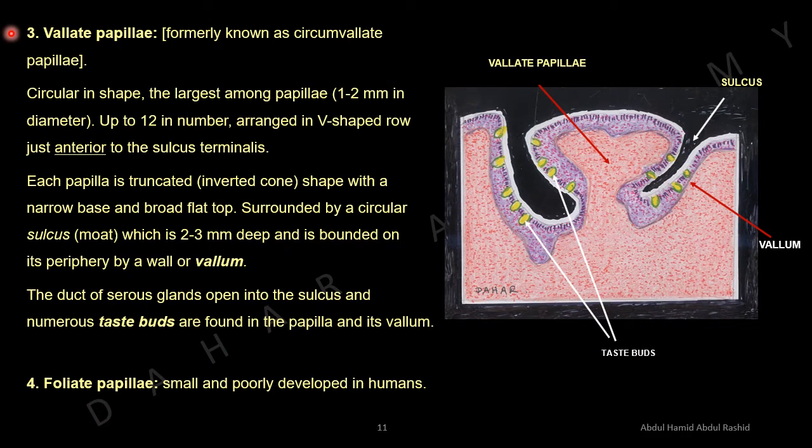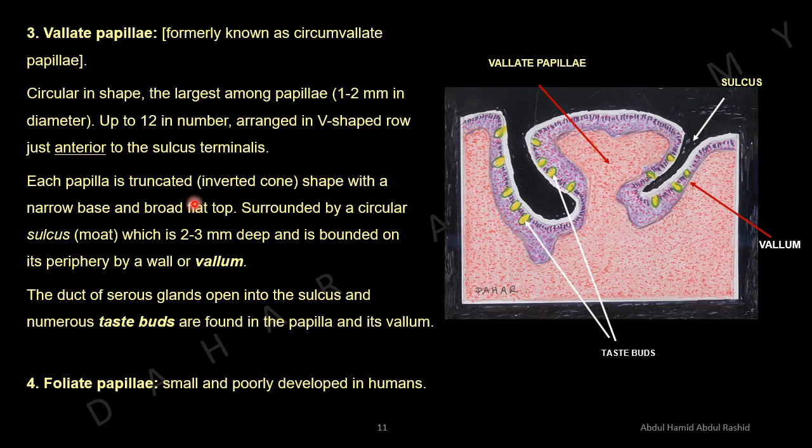The third type of papillae are vallate papillae, formerly known as circumvallate papillae. It is circular in shape. Look here, circular in shape. The largest among papillae, about 1 to 2 mm in diameter, up to 12 in number, arranged in a V-shaped row just anterior to the sulcus terminalis. We have already mentioned them.